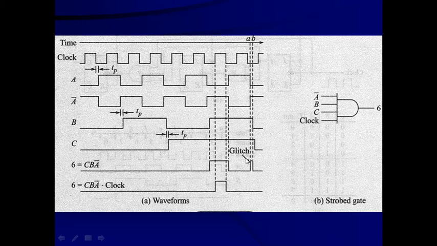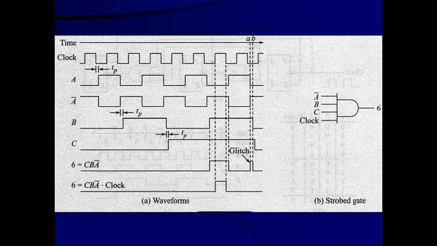So for this time period, all three inputs C, B and A bar are high. So the output of the AND gate will generate small pulses, and this pulse duration is very short and unwanted. So it is known as a glitch.